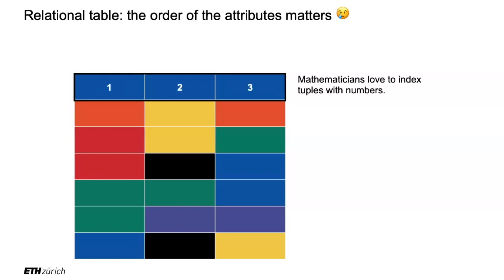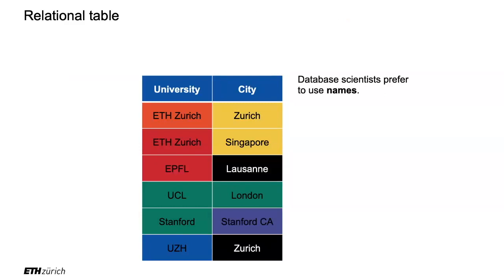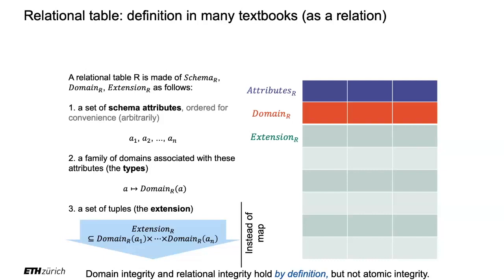So we have two problems. We have numbers, and on top of that, the order actually matters, right? That's an example here with university and city. But somehow that's how it is, right? So if you go to many database textbooks, they will give you this definition of a relational table. They will basically define it with a few attribute names and then a few domains, and then they define the table, they call it the extension of the table, as the relation over the domains, right? A subset of the Cartesian product.